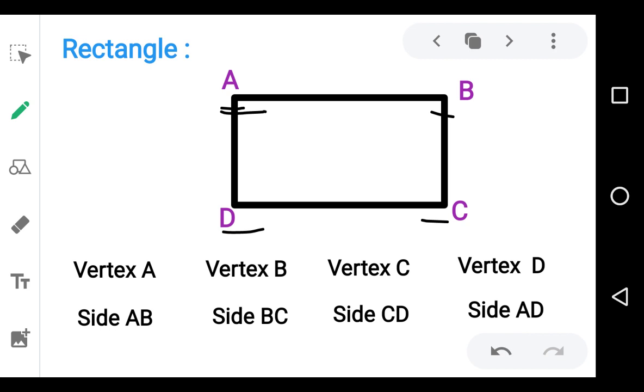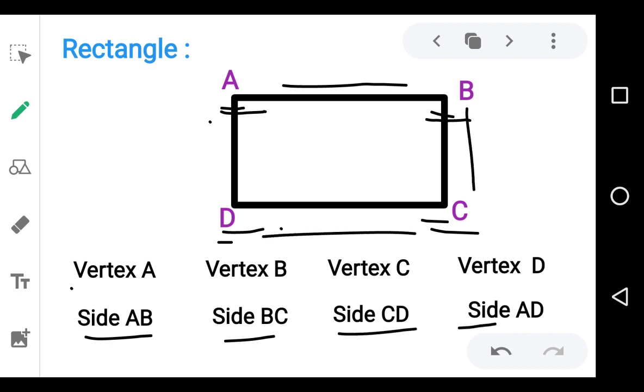We know how to give names to vertices. We call them vertex A, vertex B, vertex C and vertex D. Now we can give names to the sides too. Each side has endpoints that are named, so we use them to name the sides. The sides here are side AB, side BC, side CD and side AD.